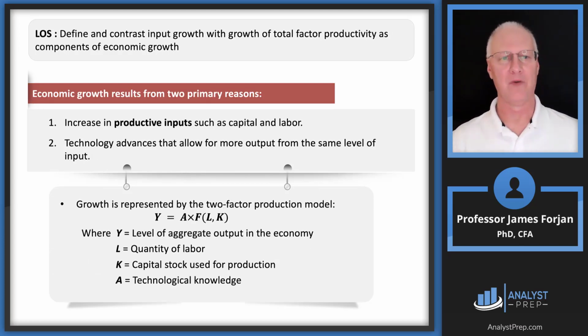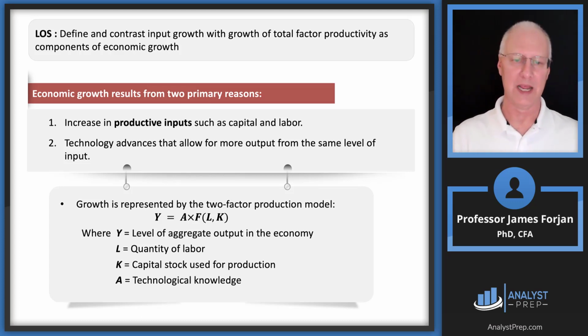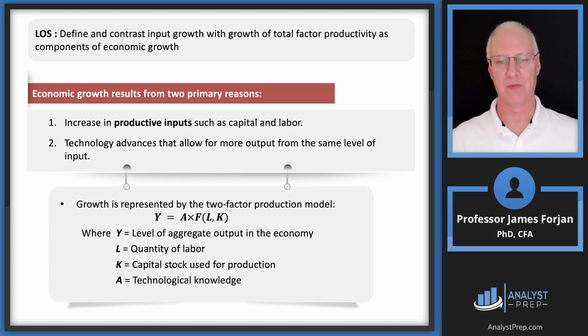All right, two primary reasons cause economic growth: increase in productive inputs and technological advances. This is a good summary here. We've talked about this. So growth can be represented by the two-factor model. Aggregate output is a function of technology, that's the A, multiplied by a function of labor, productivity of labor, and productivity of capital.